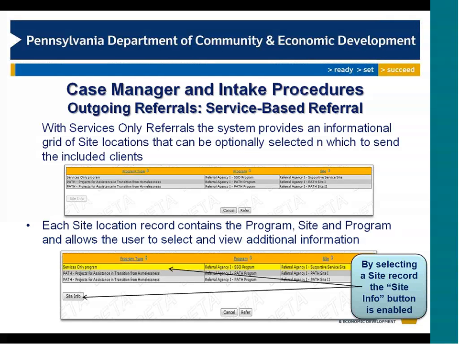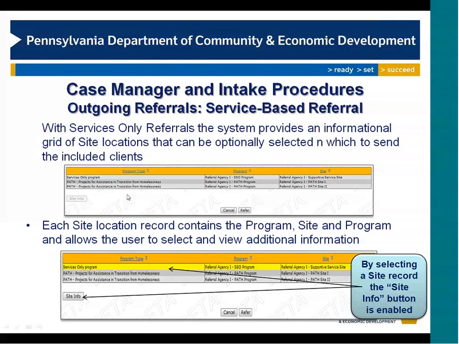Now, depending on the referral type is which way the next part of the referral goes. For any referral type of services only, which basically denotes, hey, it's only a service-based referral, no housing is included, you have the ability, and it's an optional ability, to select which site to send those included clients to. The system will provide you a little grid of all the program types, programs, and site locations that that specific agency provides.